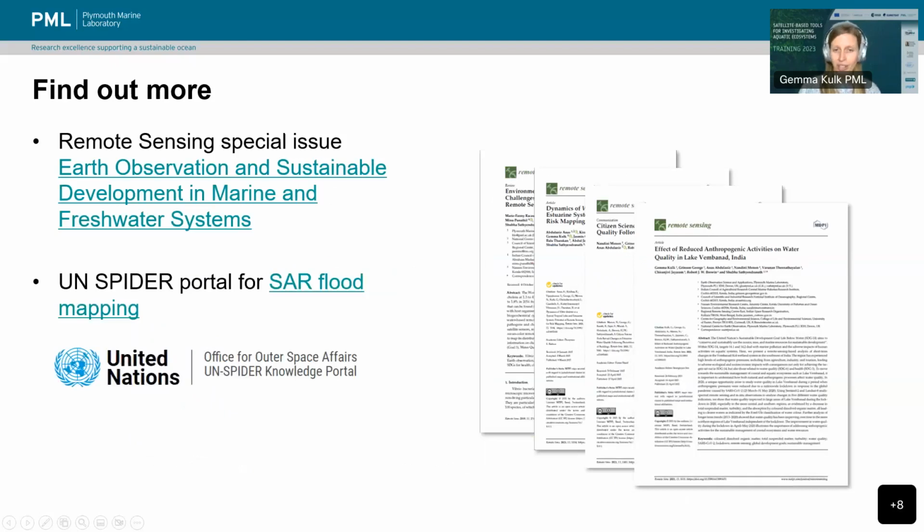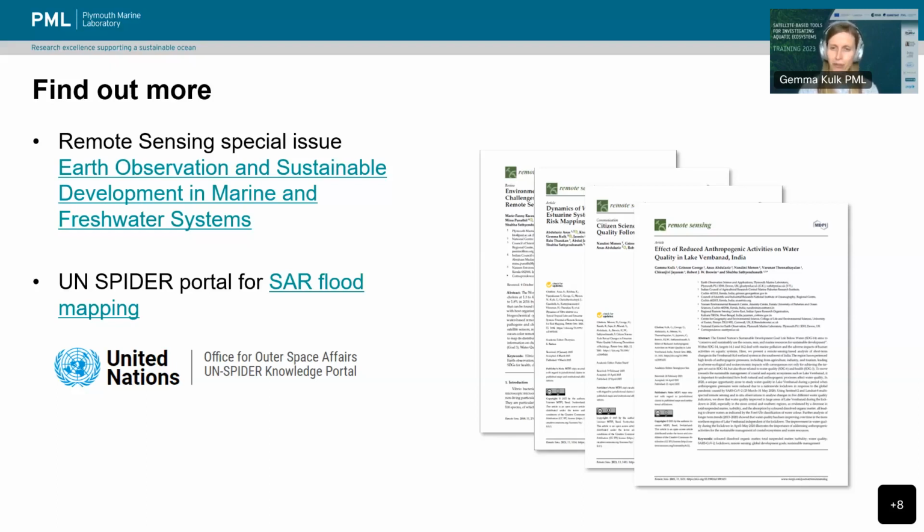If you are interested in finding out more about our work in Lake Vembanot, our team has published a couple of papers related to water quality and waterborne diseases in a special issue in Remote Sensing, which was focused on Earth observations and sustainable development in marine and freshwater systems. The work on water quality has been published in this special issue, so if you want to find out more about the methods used or the results, then please have a look at the special issue. And I think the work from Anas on the cholera algorithms and the observations of cholera in Lake Vembanot has also been published in that special issue.